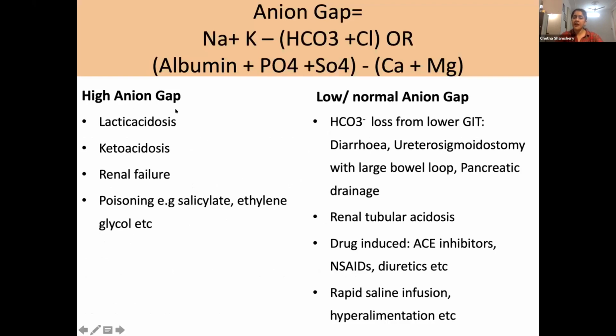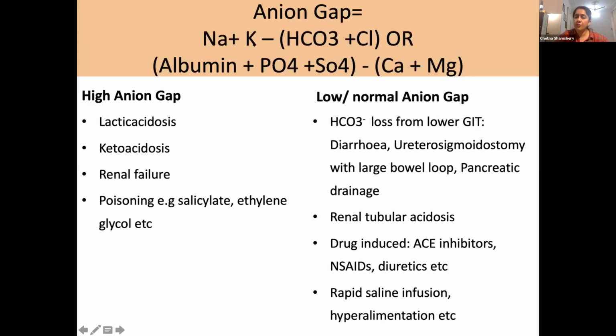So what are the causes of high anion gap? When either the sodium, potassium goes up or the bicarbonate and chloride overall come down, that is a high anion gap. So the anion gap greater than 16 is high anion gap. It can be counted on fingers. There are only 4-5 reasons which lead to a high anion gap metabolic acidosis, which are lactic acidosis, ketoacidosis, renal failure, and poisoning. Why only in these 4 is the anion gap high?